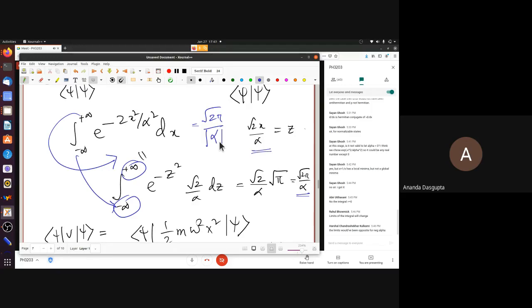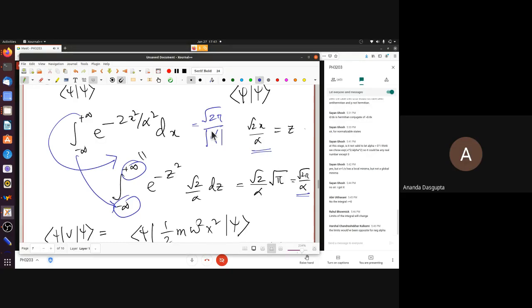That's the actual value for the integral. Not root 2 by alpha, but root 2 by mod alpha. And that of course takes care of the fact that the integral is of course always non-negative. Root 2 pi by mod alpha is of course always positive. No problem with that. Clear?